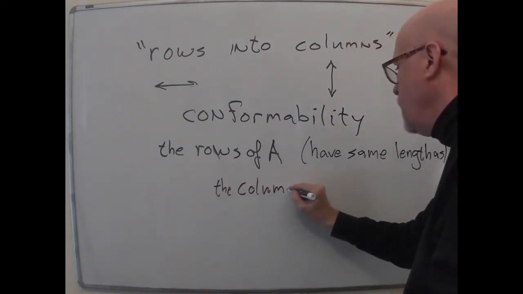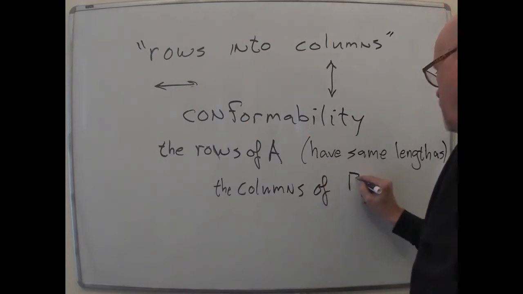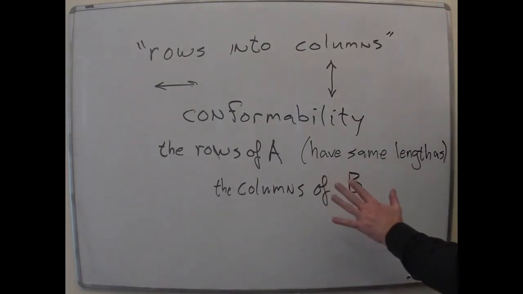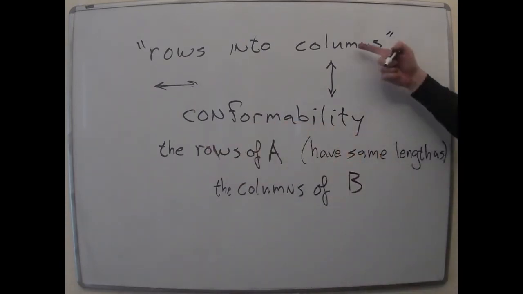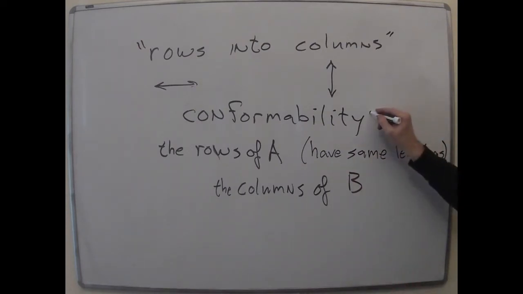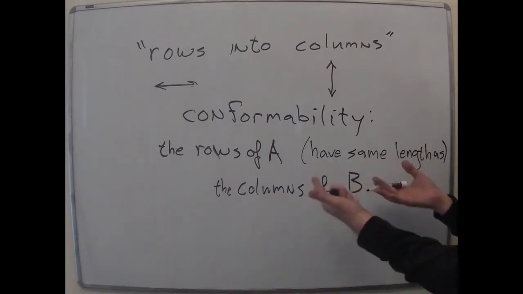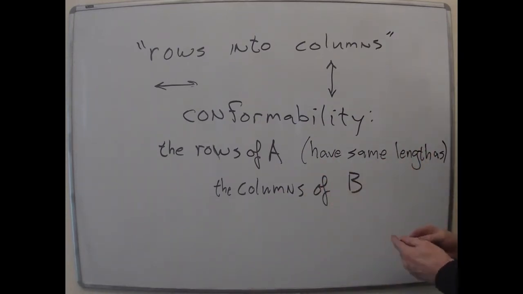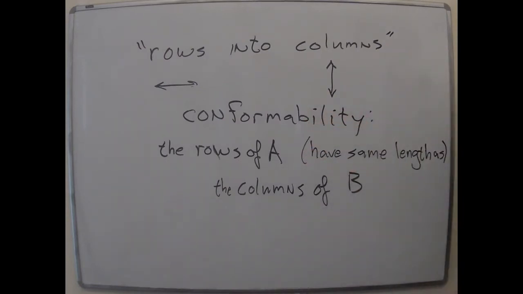The columns of B. That's it. As long as the length of the first matrix's rows is equal to the length of the second matrix's columns, you have conformability, and that means it's possible to multiply. This is the condition that you need to be able to multiply two tables. The length of the rows of one has to equal the length of the columns of the other.